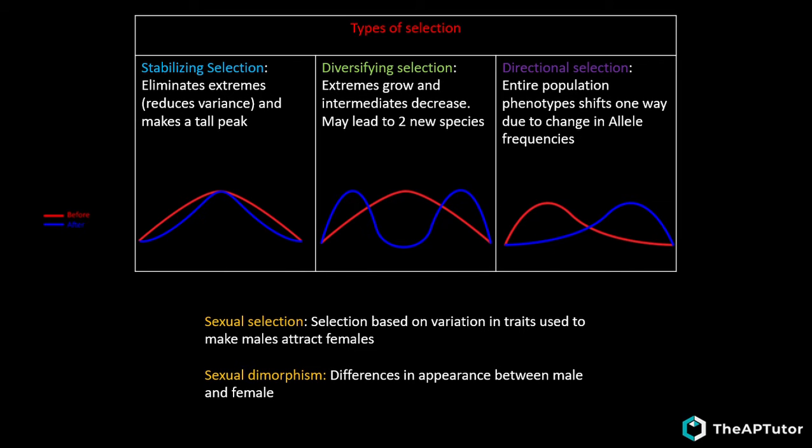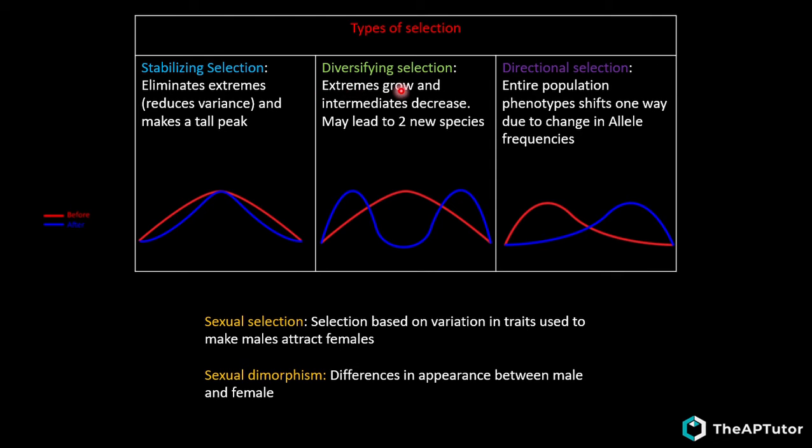First is stabilizing selection, in which it eliminates the extremes and reduces variance and makes a tall peak. So in this case, you can see, let me get my pointer out. Before, the population was kind of distributed normally throughout this range of traits. For example, this might be red, this might be darker, this might be lighter, like fur color. But over time, this specific allele of red was more advantageous, and therefore it led to stabilizing selection, which created a tall peak and made it much lower in other areas.